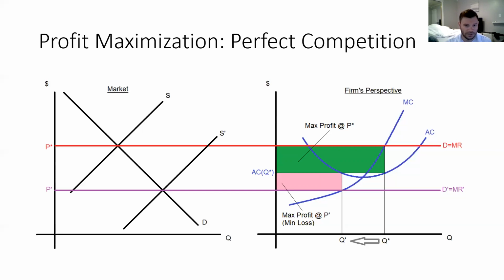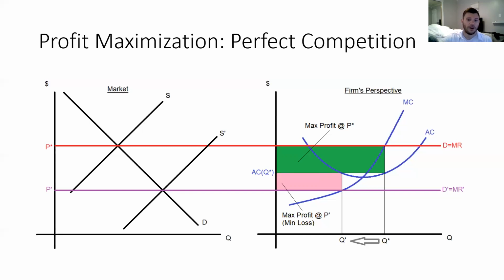Note that this loss here is the smallest loss we could guarantee ourselves. So that pink box, again, defines the area measuring our profit when we are doing the best that we can. So despite the fact the firm is making a loss, that does correspond to the best it can do, the maximum profit that it can make.